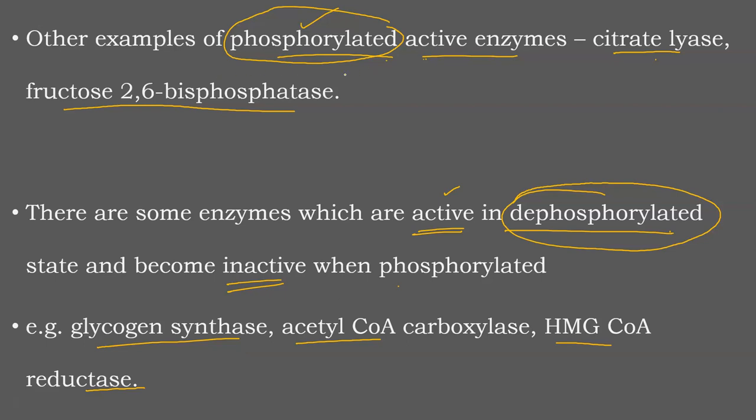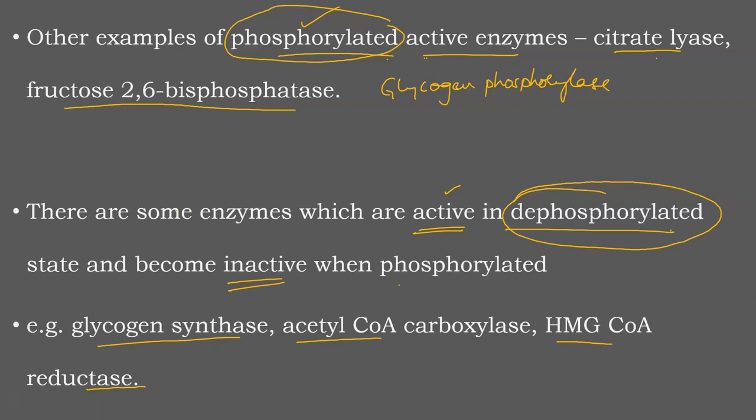And these are the enzymes which are active in the phosphorylated form. What are they? Citrate lyase, fructose 2,6-bisphosphatase, and glycogen phosphorylase. Hope you understood the distinction between dephosphorylated active and phosphorylated active. Yes, now it is very clear to you. We have seen what is meant by covalent modification and the enzymes which are regulated by covalent modification.